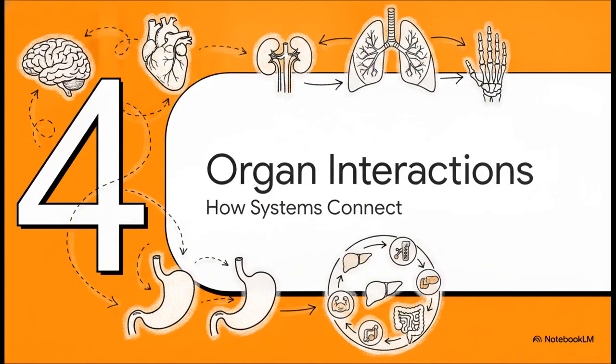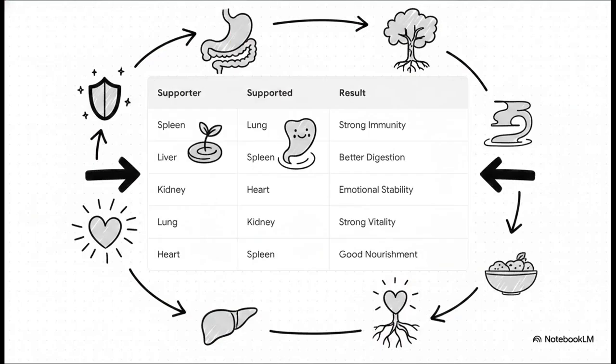Okay, let's hit section 4. Organ interactions. This is how the systems connect. No organ works in a vacuum, and this is exactly where the holistic model is a lifesaver for complex, multi-symptom cases. The spleen supports the lung, meaning strong digestion actually creates strong immunity. So if a patient has recurrent colds, you might actually need to treat their gut first.